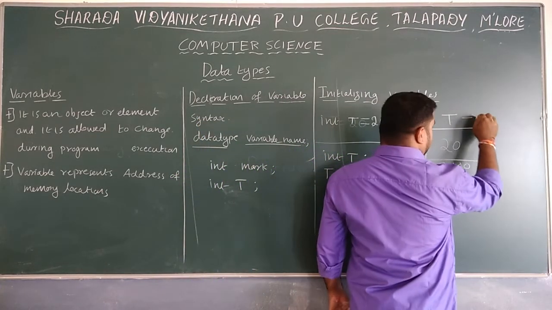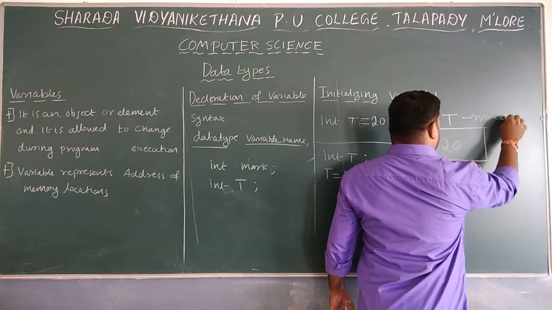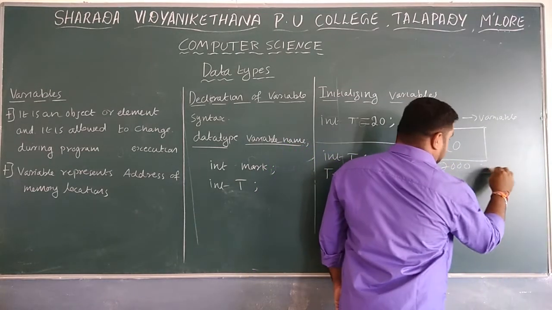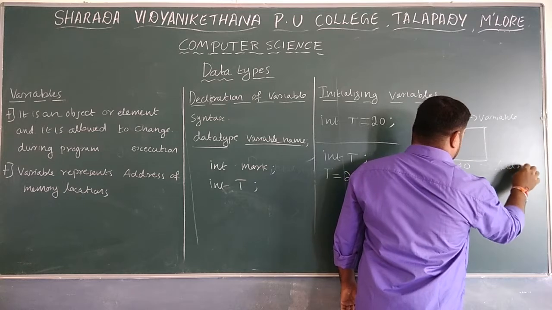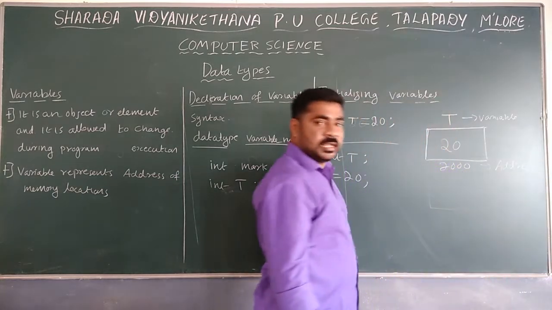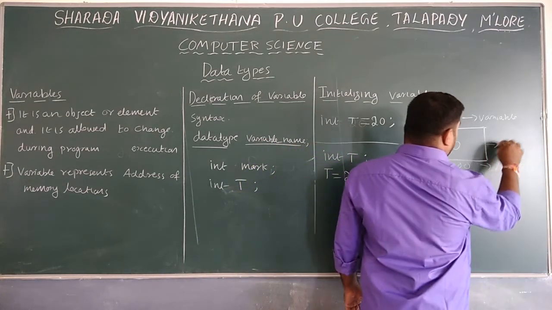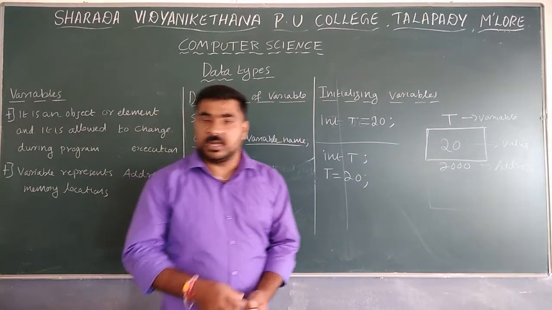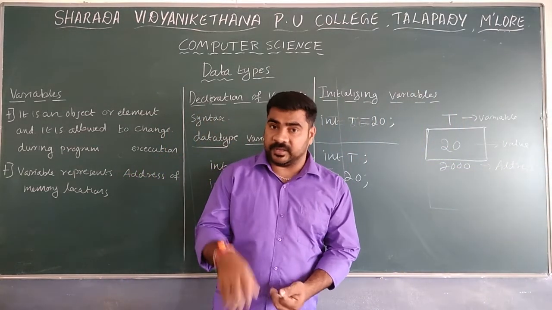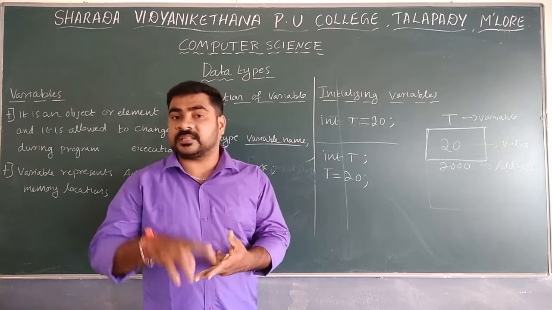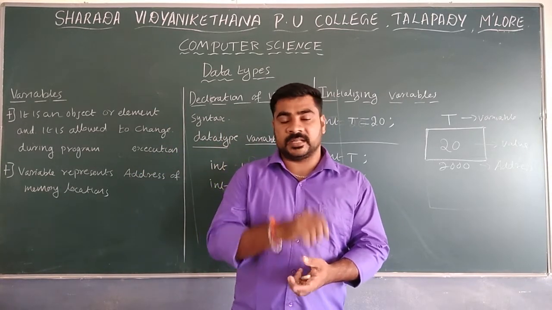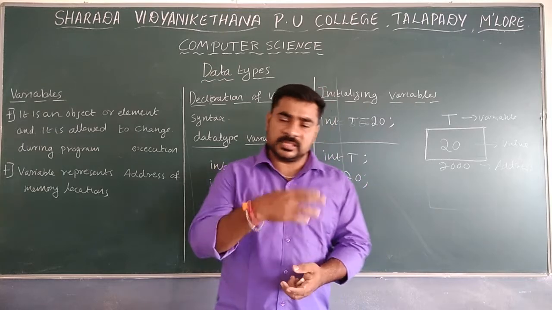Here t is the variable name. Then 2000 is the address, and 20 will be the value assigned to the particular variable. Remember, here t is the variable name, then 20 is the value assigned, then 2000 will be the address of the particular variable. So this is one example.